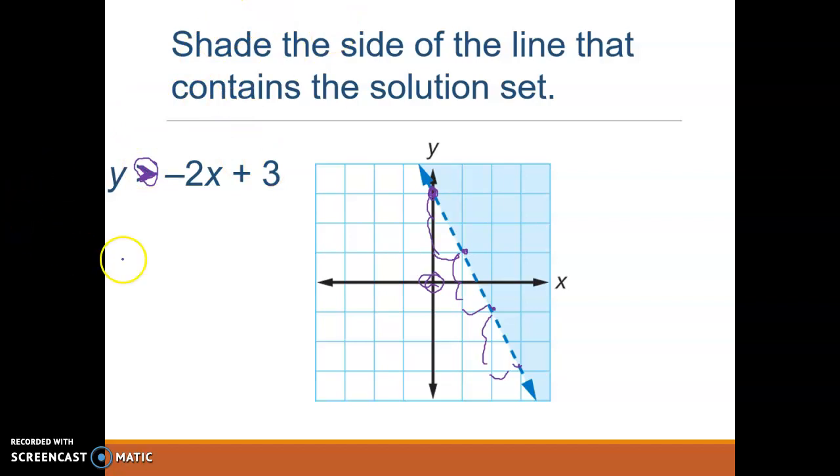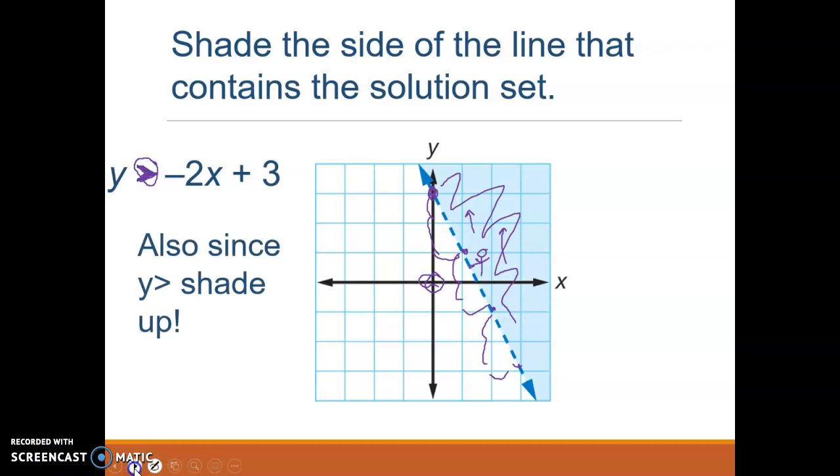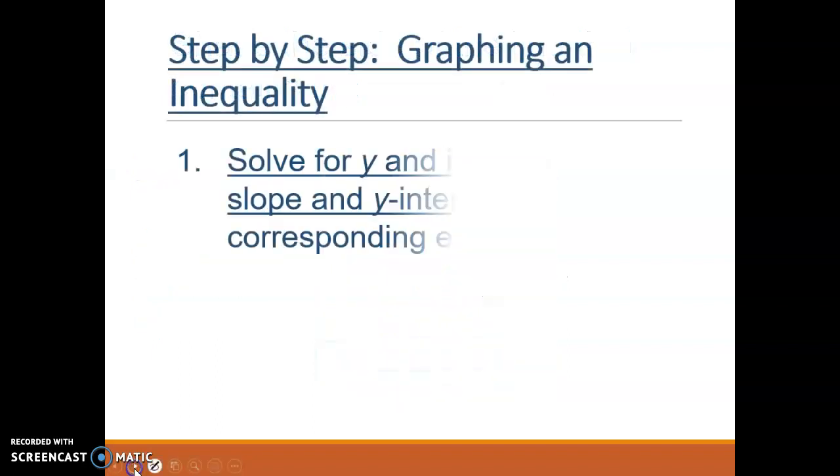So imagine that this is the side of a mountain, and maybe you have a little guy here walking down the side of the mountain, and we want to shade the area that is above him, above his feet, above this mountain, which is this whole area right here. So we're shading up since y is greater than, and it did not include the solution 0, 0.